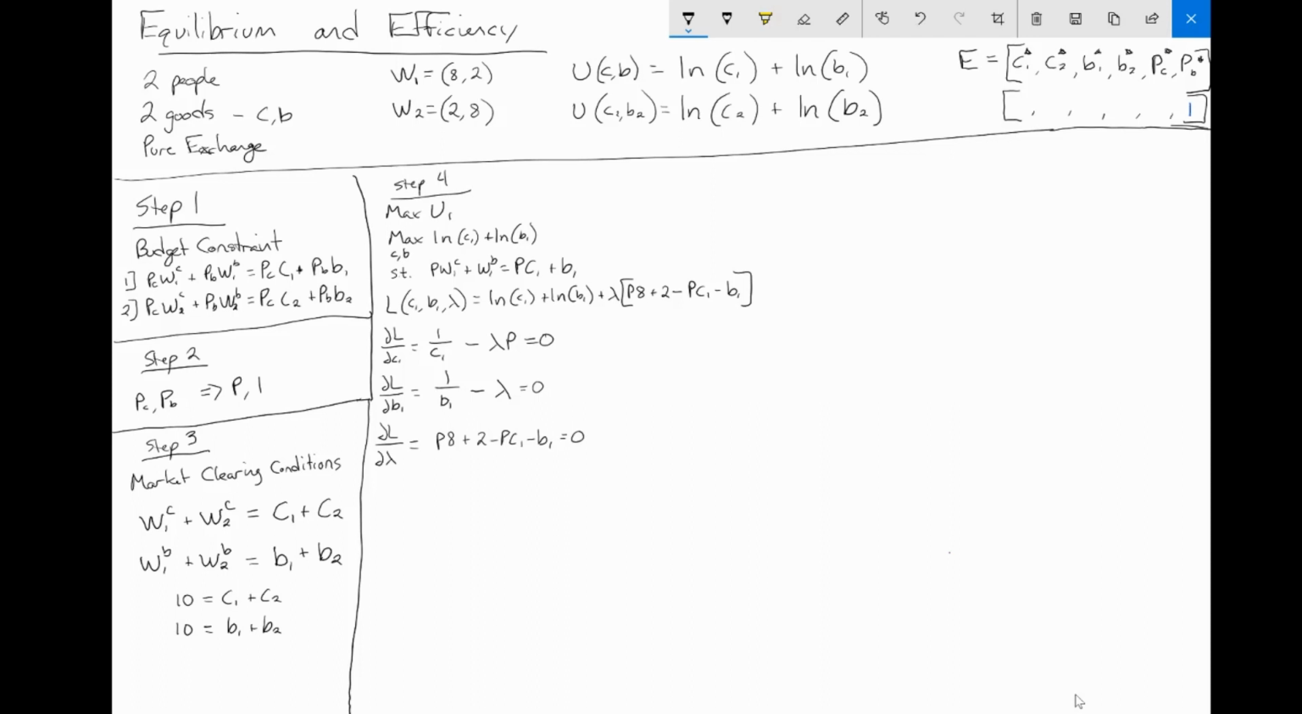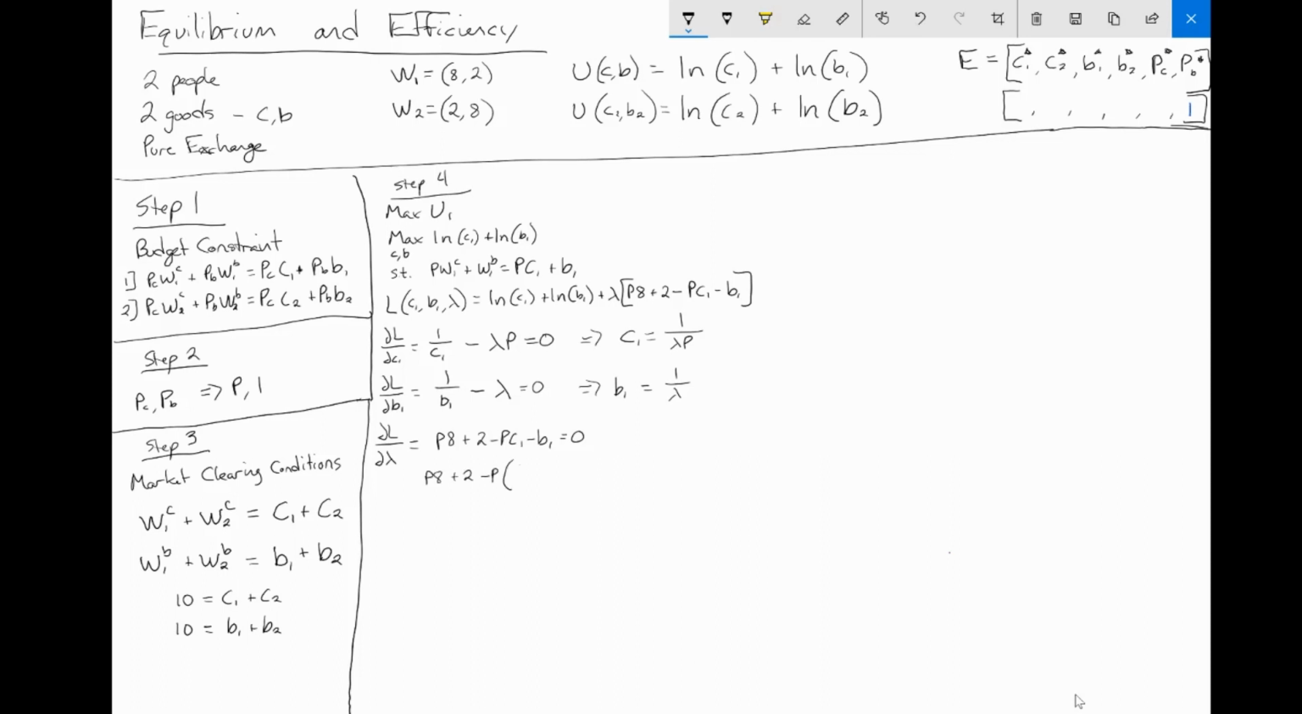Okay. So now what we're going to do is solve these for C1 and B1. All right, I'll skip a few steps. We've done this a couple times now, so I think we'll start to get comfortable with it. Okay. Plug these into the budget constraint, or the last first order condition. Plug those in.